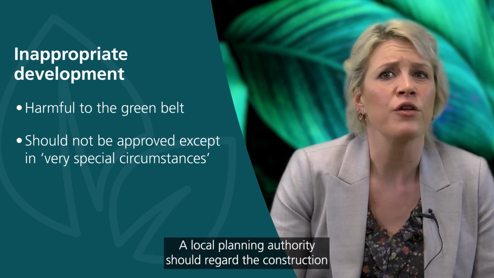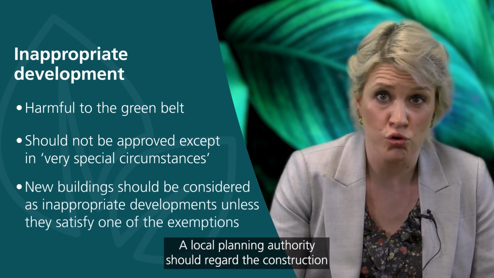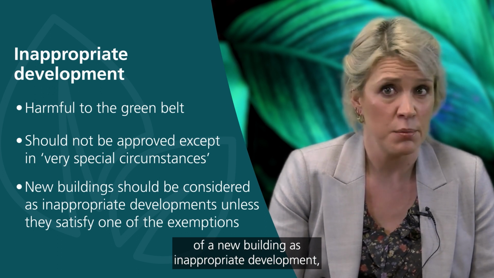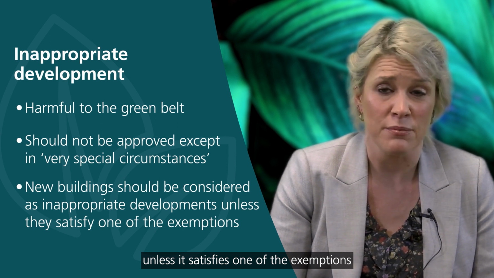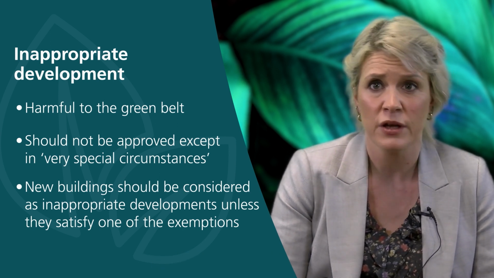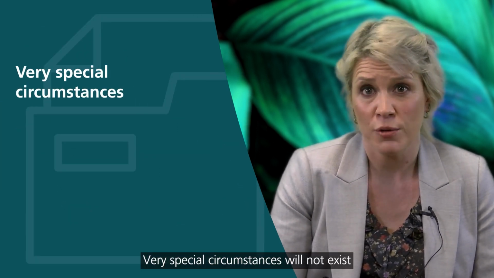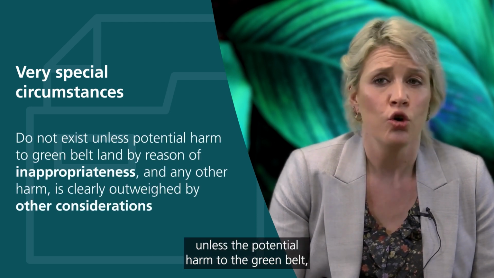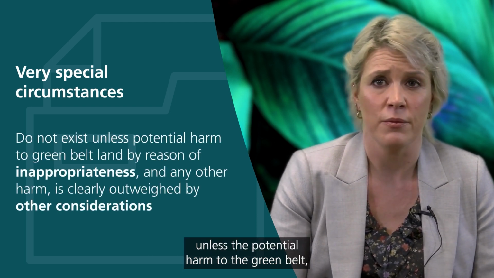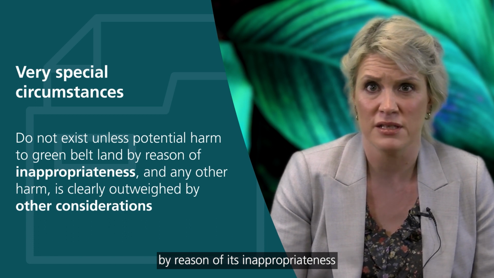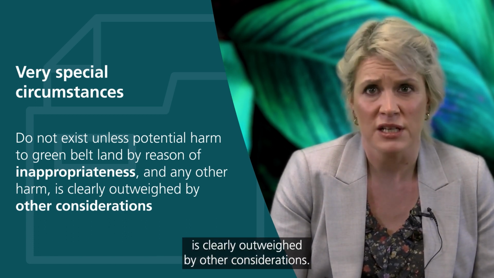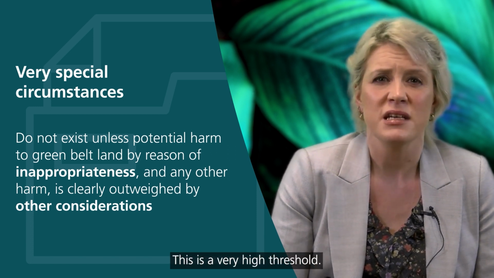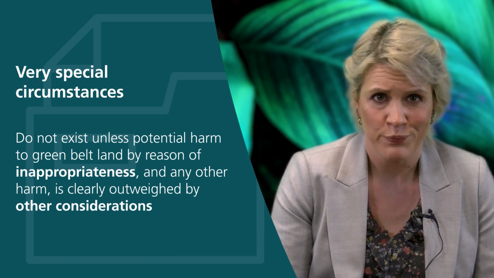A local planning authority should regard the construction of a new building as inappropriate development unless it satisfies one of the exceptions that we've already discussed. Very special circumstances will not exist unless the potential harm to the Greenbelt, by reason of its inappropriateness, and any other harm is clearly outweighed by other considerations. This is a very high threshold.